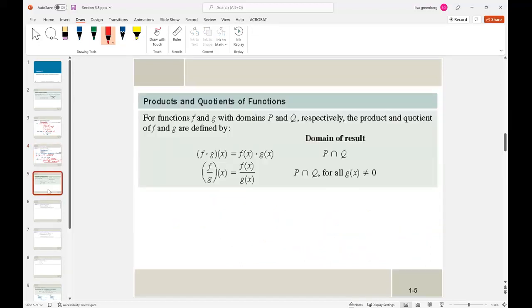Okay, products and quotients. Again, don't worry about the domain. But what we want to say is, for all functions f and g with domains p and q, the product and quotient are defined as follows. Basically, if you have a multiplication sign, you just multiply. If you divide, you just divide. One really important thing, even though I crossed it out, is that g of x cannot equal 0, because then I'm dividing by 0, which is undefined.